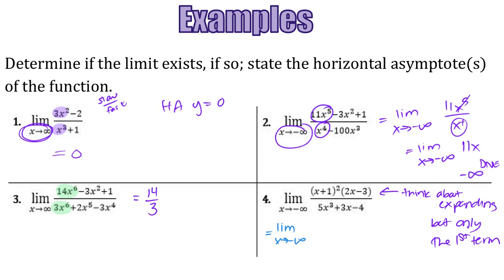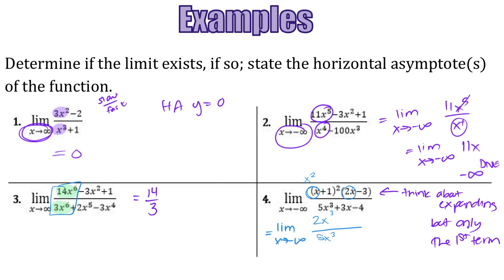So hopefully you had time to work through this. On number 3, we're just going to divide those leading coefficients, and that's going to give us 14 over 3. On number 4, I want you to think about what would happen if you expanded out the numerator. The denominator's leading term is obviously 5x cubed. If we expanded this out, but I'm not actually going to do that, this would become x squared, and then I would multiply that by 2. So the leading term is going to be 2x cubed.